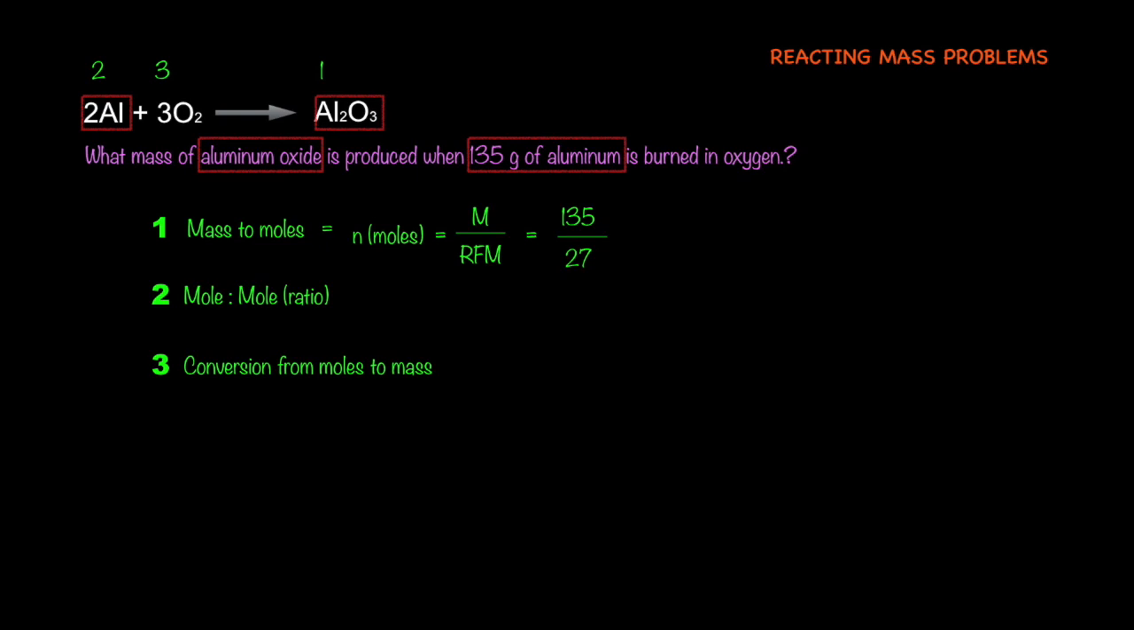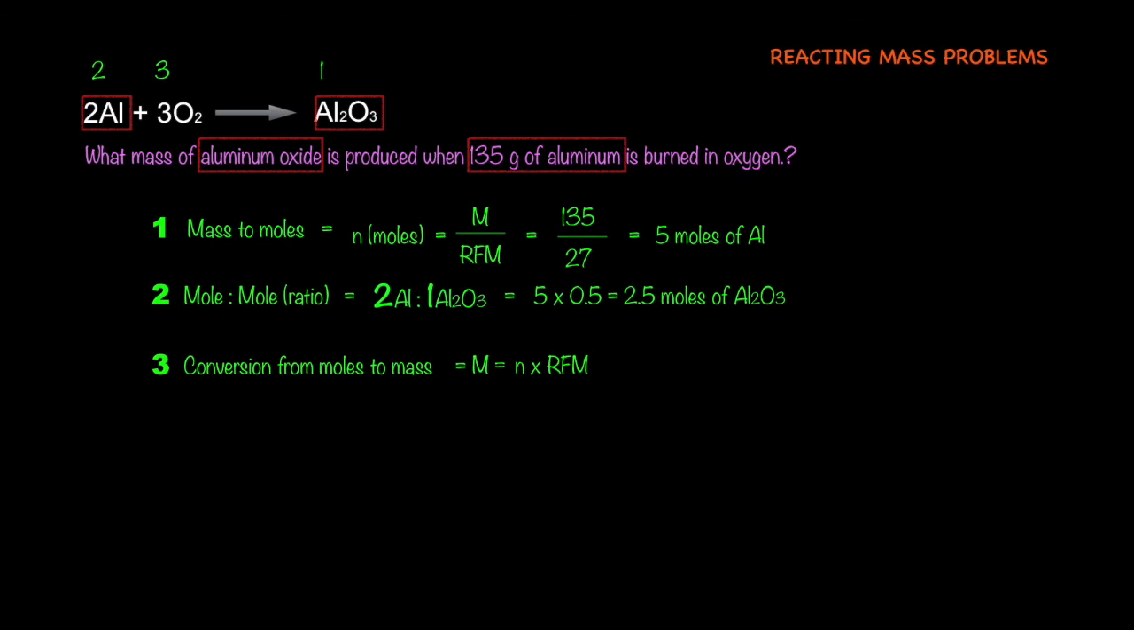Divide 135 by the atomic mass of aluminum, which is 27, and we get 5 moles. Now, find the ratio between aluminum oxide and aluminum, because it's necessary to understand how much aluminum oxide will be produced if 2 moles of aluminum reacts with 3 moles of oxygen. This means 5 times 1/2, which gives us 2.5 moles.